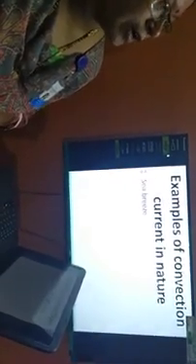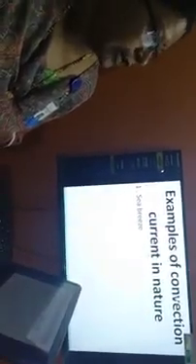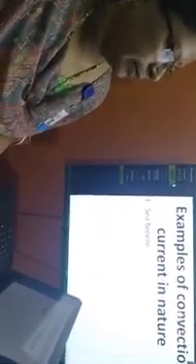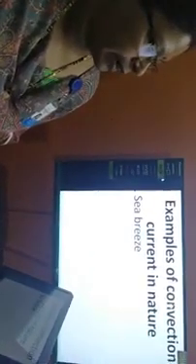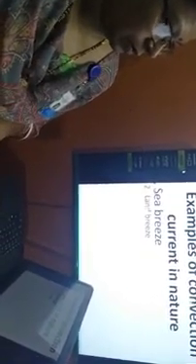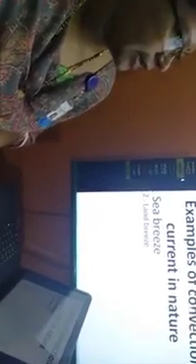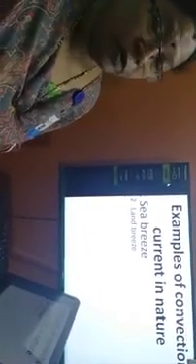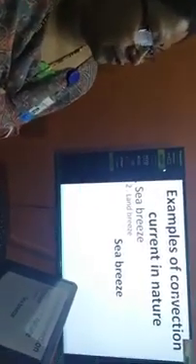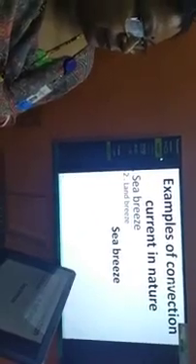So next one, what are the different forms or examples of convection current in nature? This is very important. There are some examples of convection current which happen in nature, and the first one is sea breeze and the second one is land breeze. We will look in detail at what sea breeze and land breeze are. First one is sea breeze.